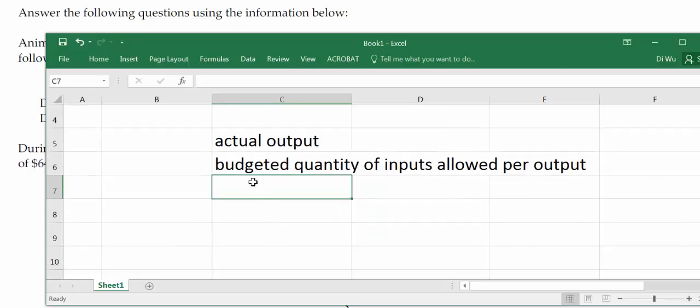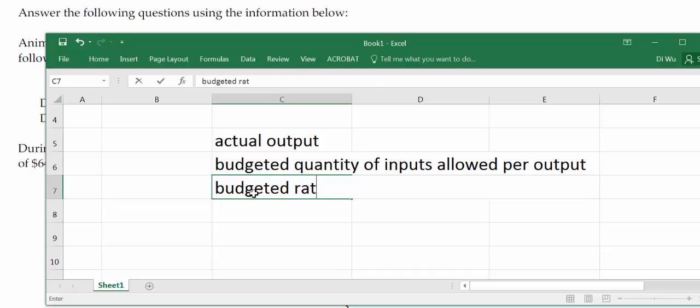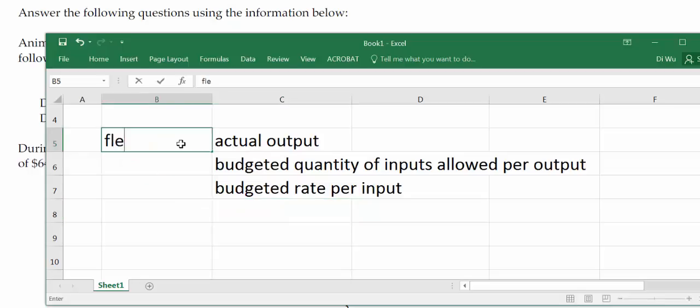First of all, let me go through some of these numbers. I will explain to you what I mean by that. Hopefully you still remember what we did. Budgeted rate per input. These three things, basically, that's the flexible budget. Flexible budget, that's pretty clear.